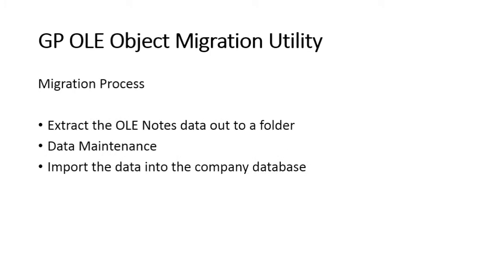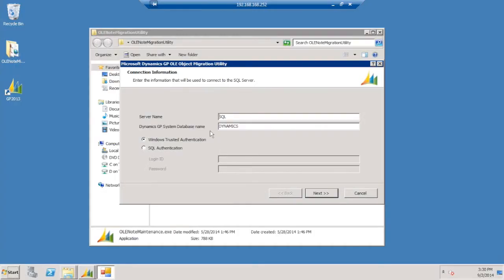The migration utility has 3 steps. The first is extract the OLE Notes data out to a folder. When this is done, there's a log file that's created. You're going to want to look at that log file to see which files have been extracted and which ones had problems. You're going to do some data maintenance using that log file to move the problem ones into the migration folder. And then third, you're going to import the data into the company database. So let's run that utility.